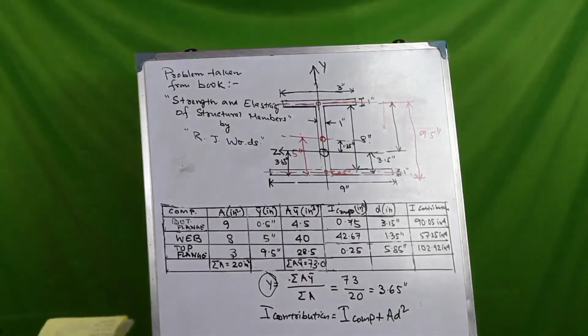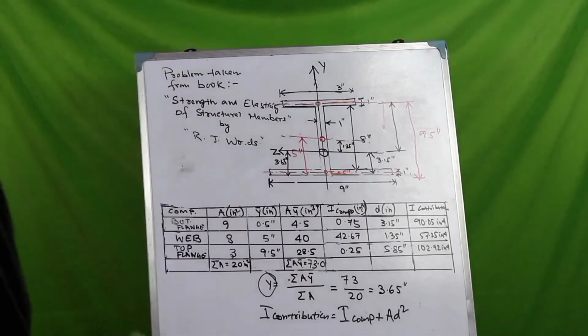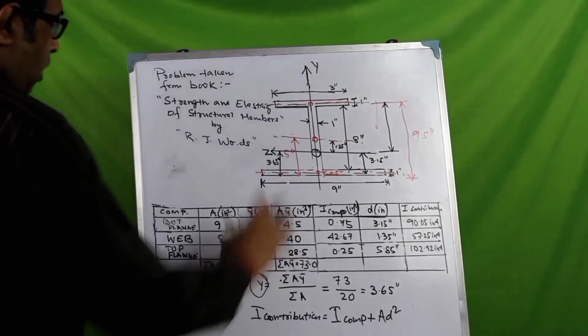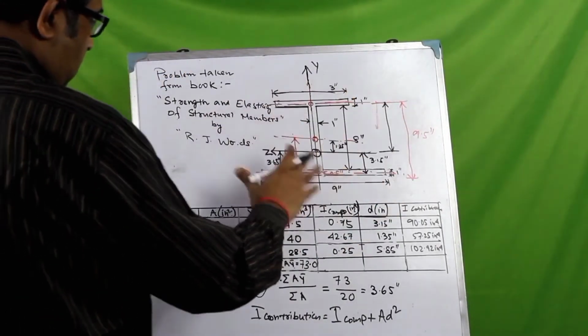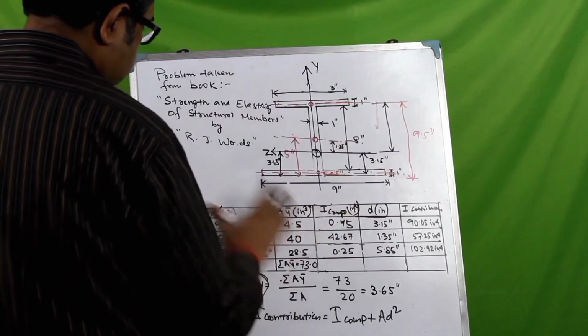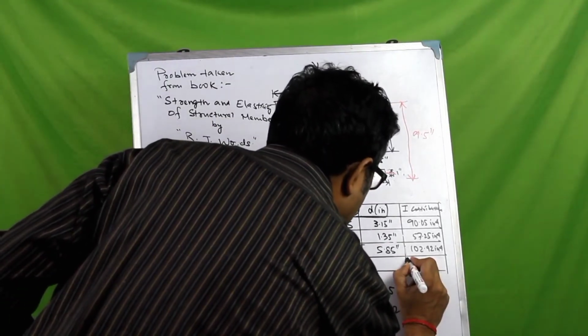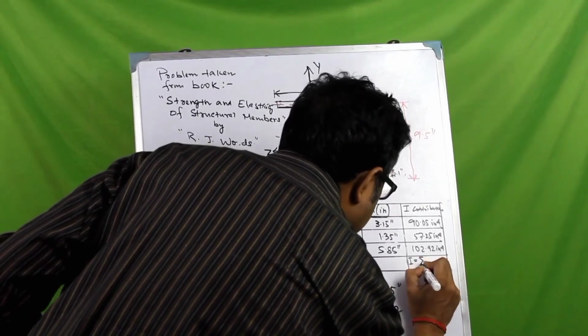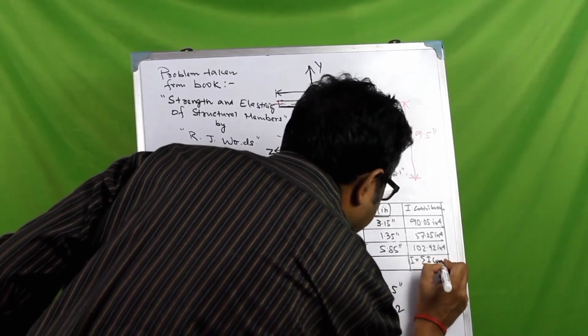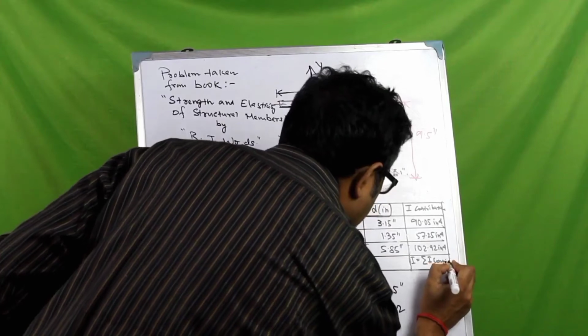So now the total moment of inertia of this cross section about the z-axis, the moment of inertia of the whole cross section, I, would be given by the summation of I contribution, right?